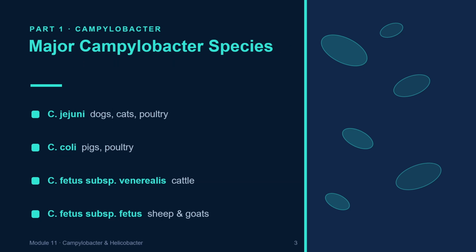These are the major Campylobacter species you'll encounter. Campylobacter jejuni is the classic cause of diarrhea in dogs, cats, and humans, and is strongly associated with poultry. Campylobacter coli is common in pigs and also zoonotic. Campylobacter fetus venerealis causes bovine genital campylobacteriosis, a reproductive disease. Campylobacter fetus causes abortion in sheep and goats. Each species has its own niche and disease pattern.